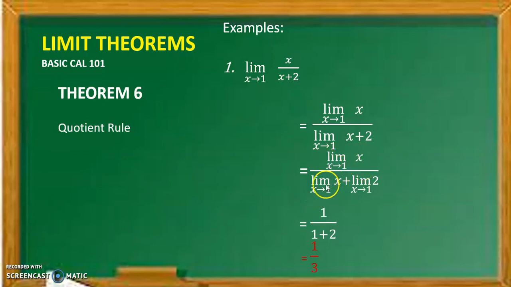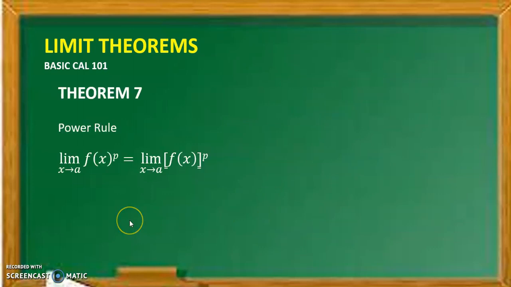The limit of x when x approaches 1 is also 1. The limit of a constant when x approaches 1 is also 2. So, simplifying it further, that is 1 over 3 or 1/3. Okay. Next. Okay po.